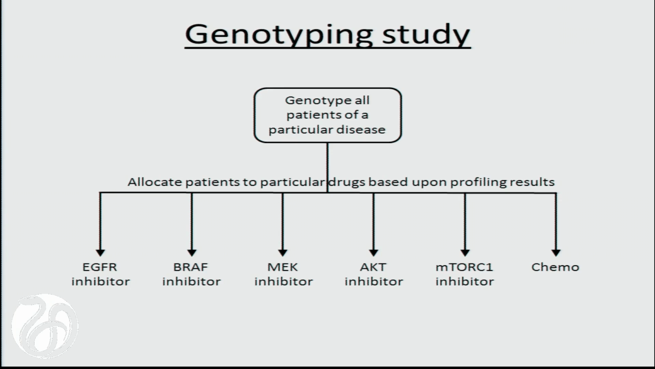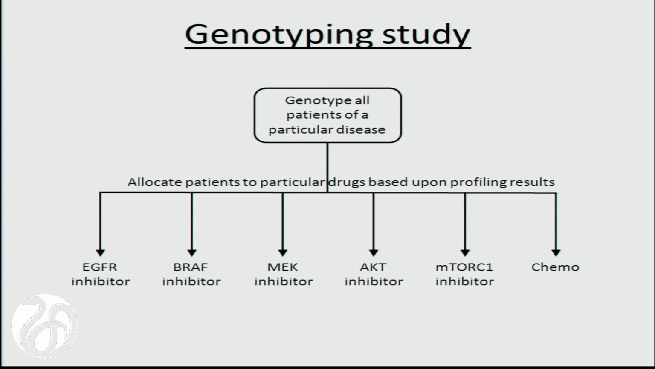So how do we do that? There's really two competing trial designs that can be used to accomplish that. And I'm just going to call the first one of these a genotyping study. And this is, I think, best exemplified by Roy Herbst's BATTLE study here, where you genotype all patients with a particular disease, and then you allocate those patients to a particular drug based upon the profiling results. Levi mentioned this as well.